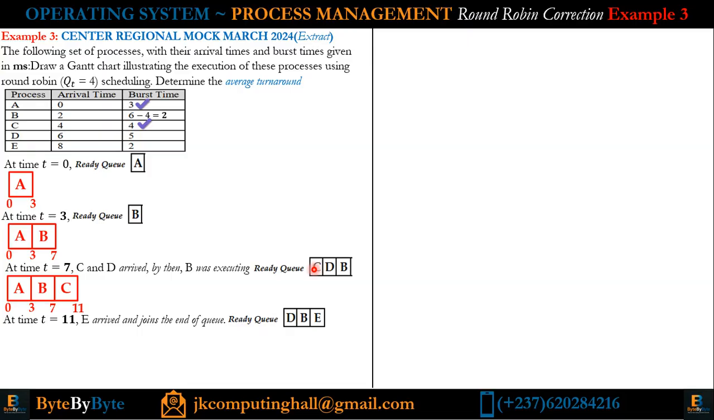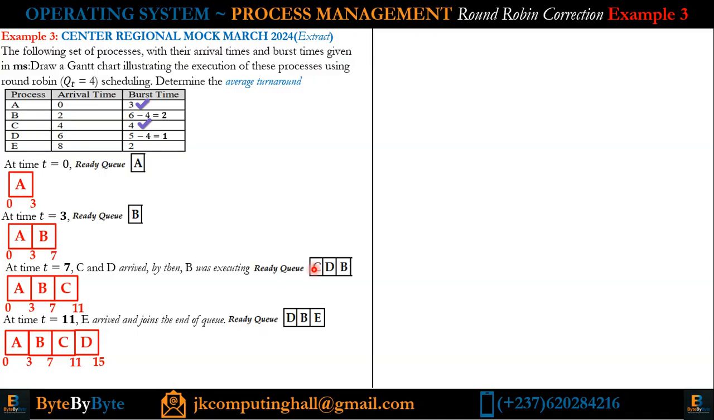Now, D is the next process I'm going to execute, because it's the one at the top of the queue, and D needs 5 units. So it will only execute for the quantum time, which is 4. That is why D will take from 11 to 15, and that is how D will be left with 1 millisecond for execution.